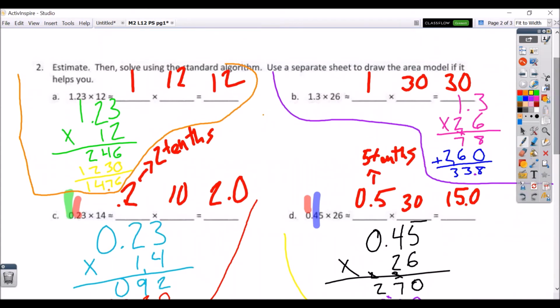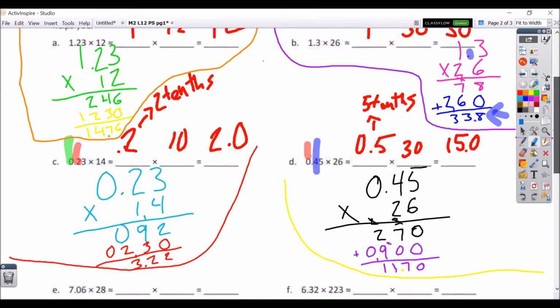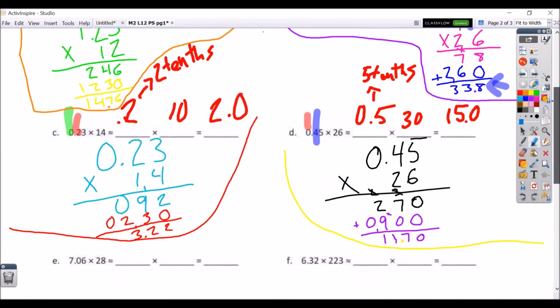Now you'll notice up here on 2B, we were working with tenths, and there was only 1 digit after the decimal for tenths, so we have to make sure that we're showing that down in our answer. So make sure that that was correct in your problem.